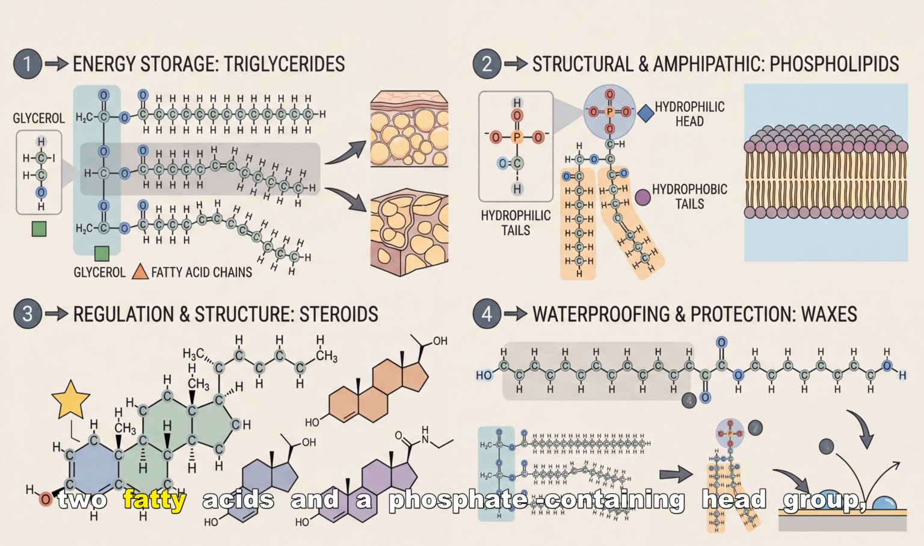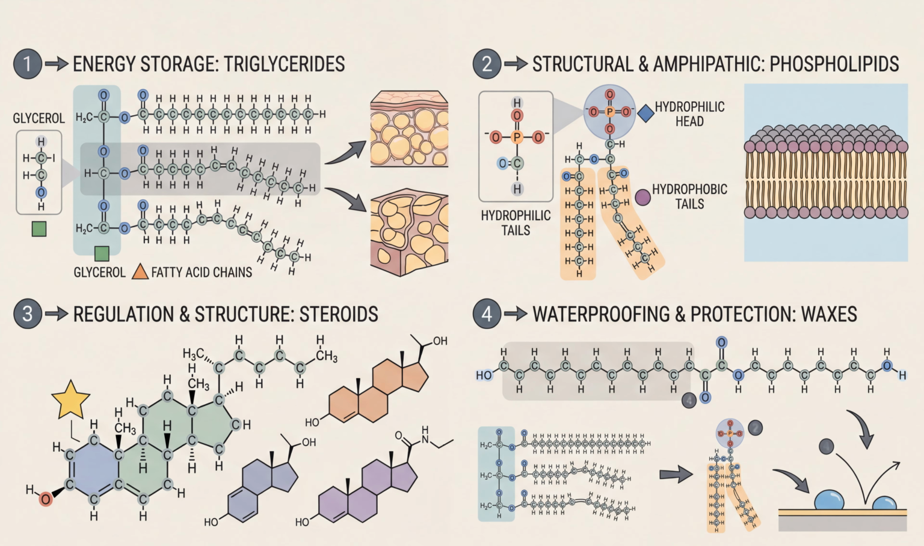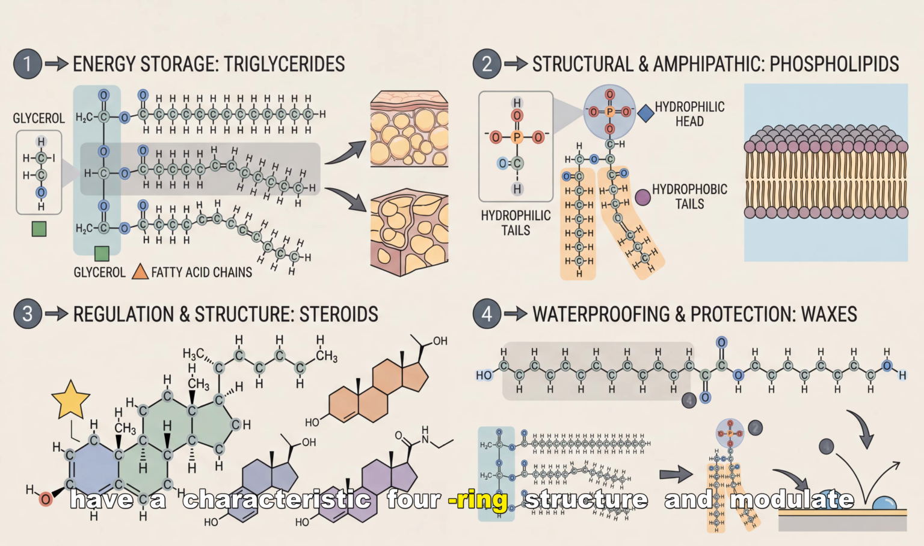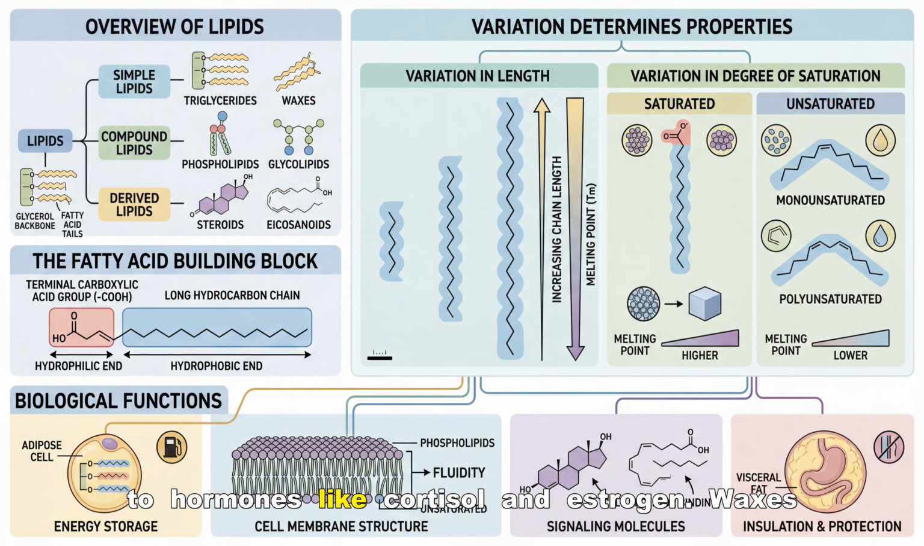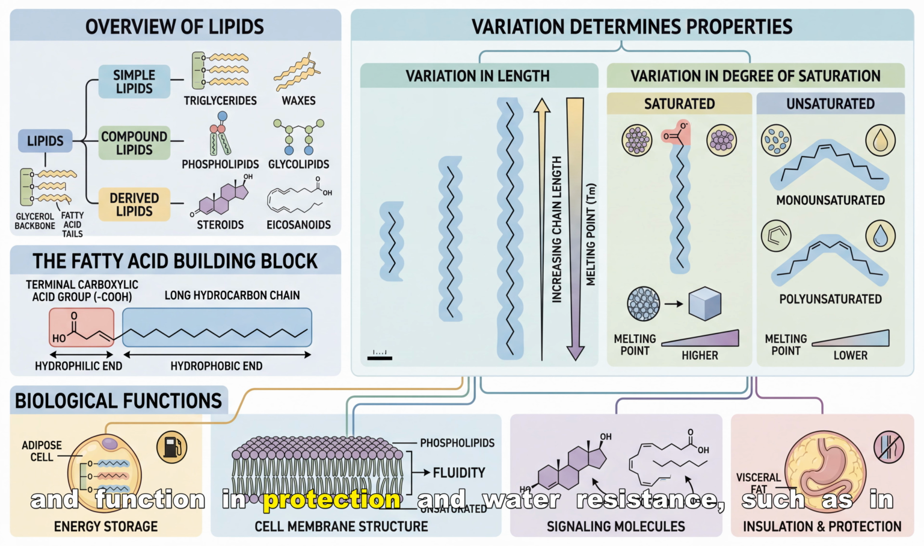Phospholipids contain 2 fatty acids and a phosphate-containing head group, making them amphipathic and ideal for forming cell membranes as bilayers. Steroids, such as cholesterol, have a characteristic 4-ring structure and modulate membrane fluidity while also serving as precursors to hormones like cortisol and estrogen. Waxes are long-chain fatty acids, esterified to long-chain alcohols, and function in protection and water resistance, such as in plant cuticles.